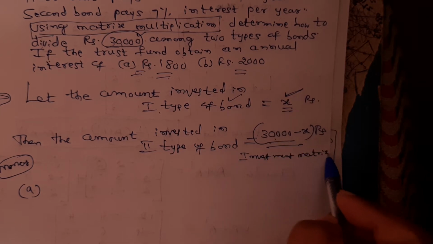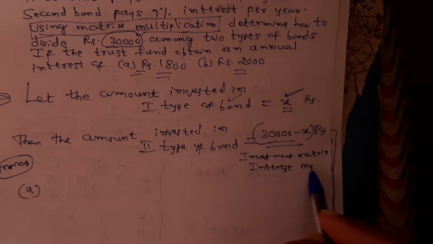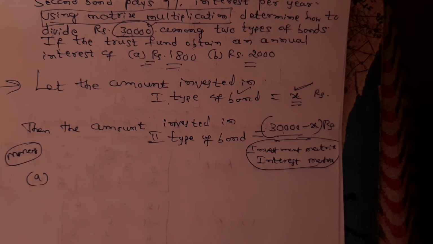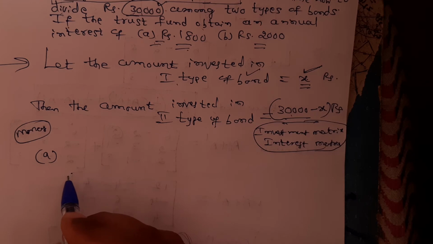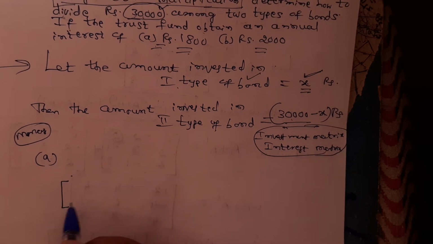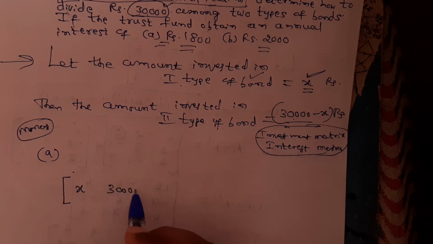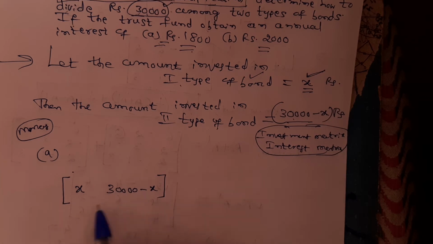See, investment matrix. Another one is interest matrix. So I have to write these two matrices. Okay, let me write first the investment matrix. So what is my investment matrix? My investments are X rupees and 30,000 minus X. This is a row matrix. I will write this as a row matrix, so here one row and two columns are there.